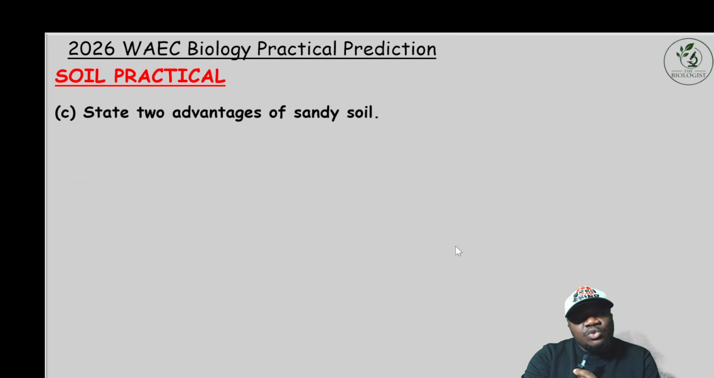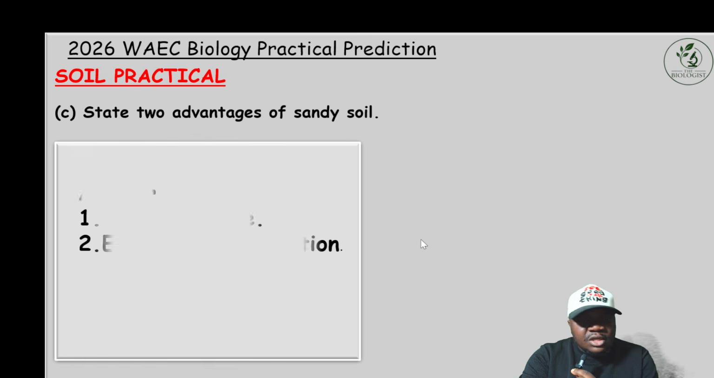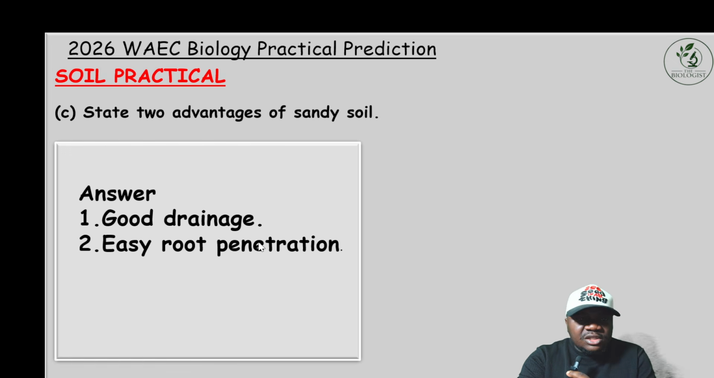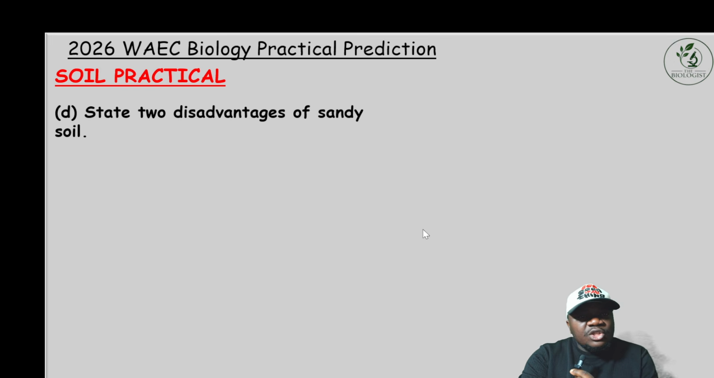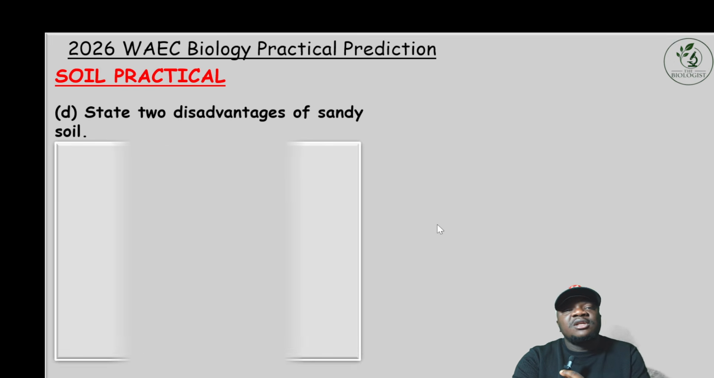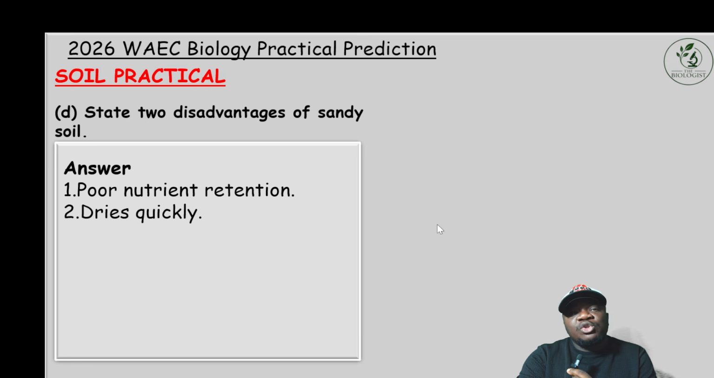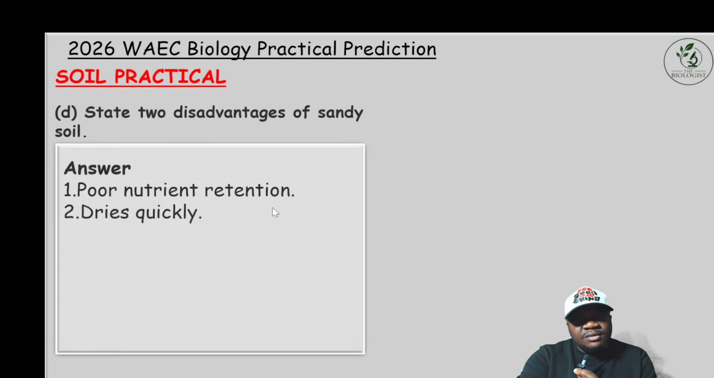Then state two advantages of sandy soil. So the advantages are good drainage and easy root penetration. Then the next one, two disadvantages of sandy soil. So the poor nutrient retention, they don't really contain much nutrient because they are highly aerated and they can drain very quickly. So they don't really contain a lot of nutrient like that. And again, they dry very quickly.